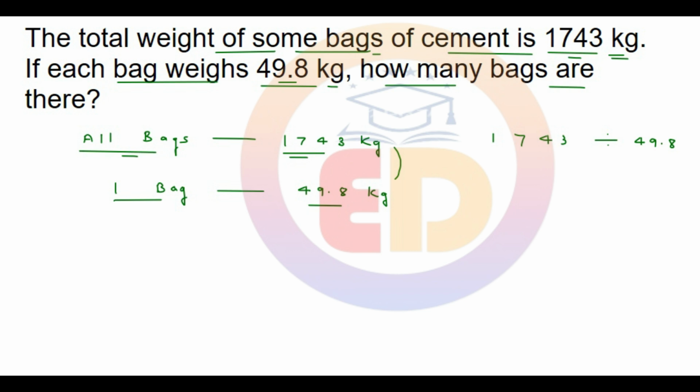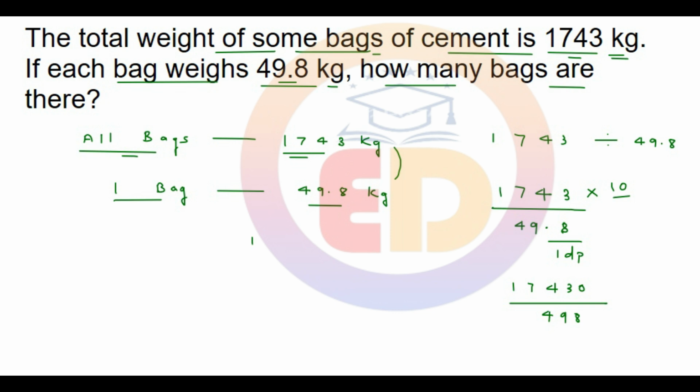For dividing them, 1743 by 49.8. Now remember, our denominator can never be in decimal, and to remove the decimal point of the denominator, multiply the numerator by 10. Here in the denominator it is one decimal place, so we multiply it by 1 and after 1 place one 0. So this number will become 17,430, and now we have to divide it by 49.8, which will now become 498.